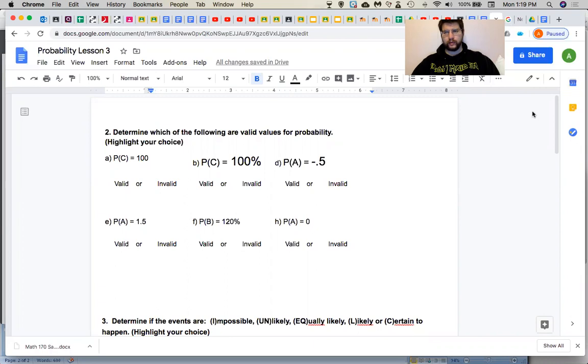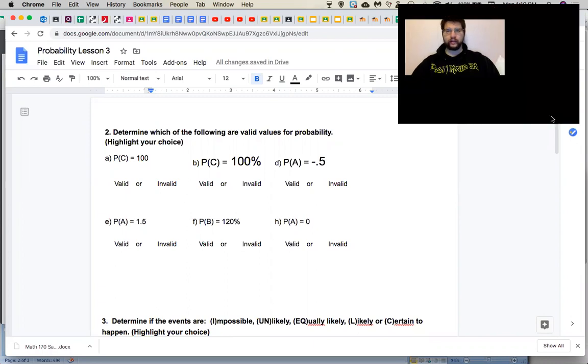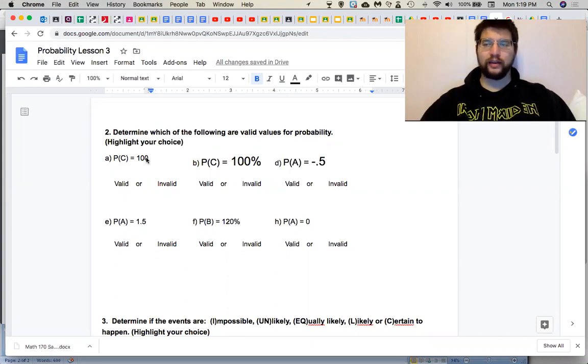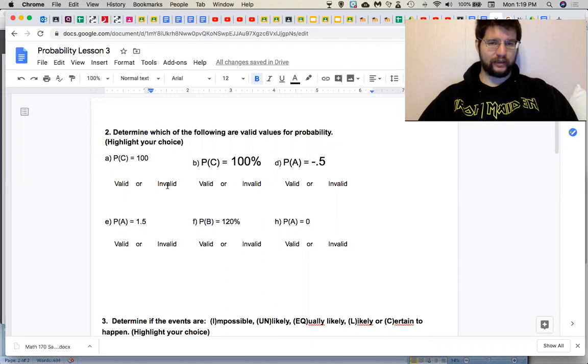So, the likelihood of something happening cannot be 100. Let's think about what probability can be. It's a fraction between 0 and 1. It can include 0 and 1, but it can't be anything bigger than 1 or anything less than 0. So it cannot be 100. So this is invalid. I'm going to highlight invalid here.